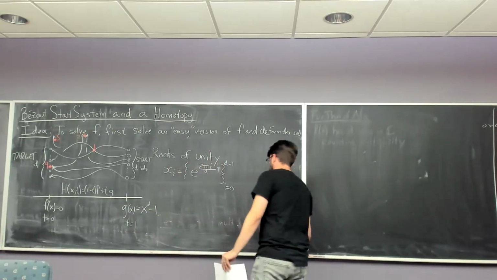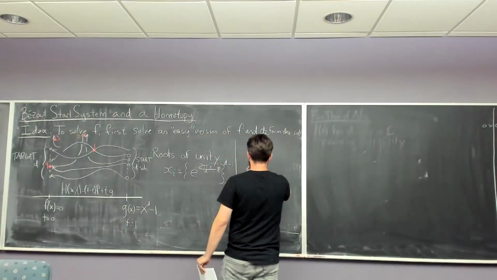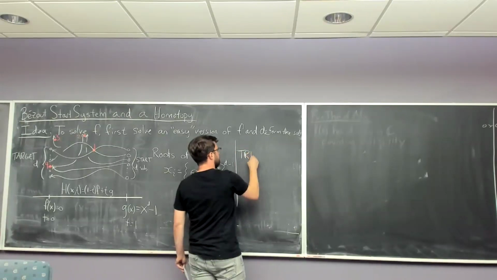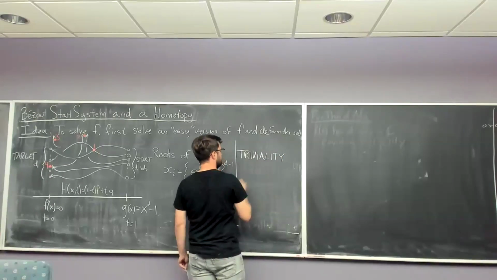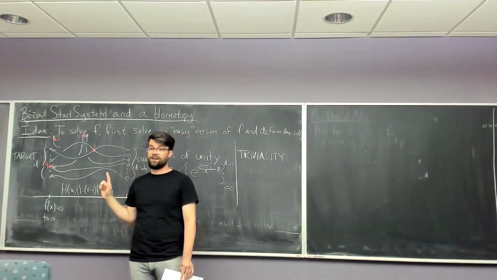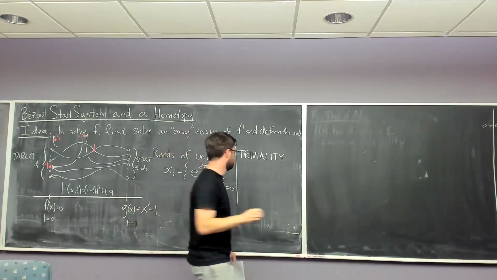So all the properties I just mentioned are classically summarized as these three adjectives. First one's triviality. The start system is easy to solve, trivial. So you just write down the solutions.